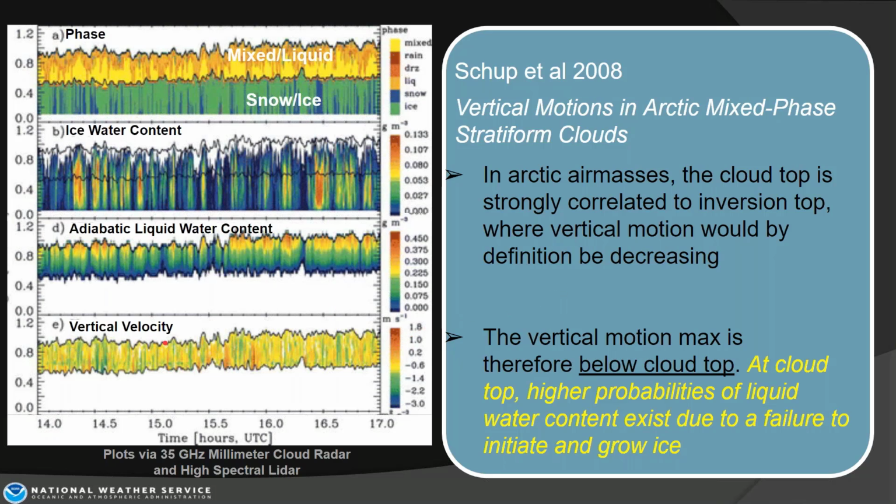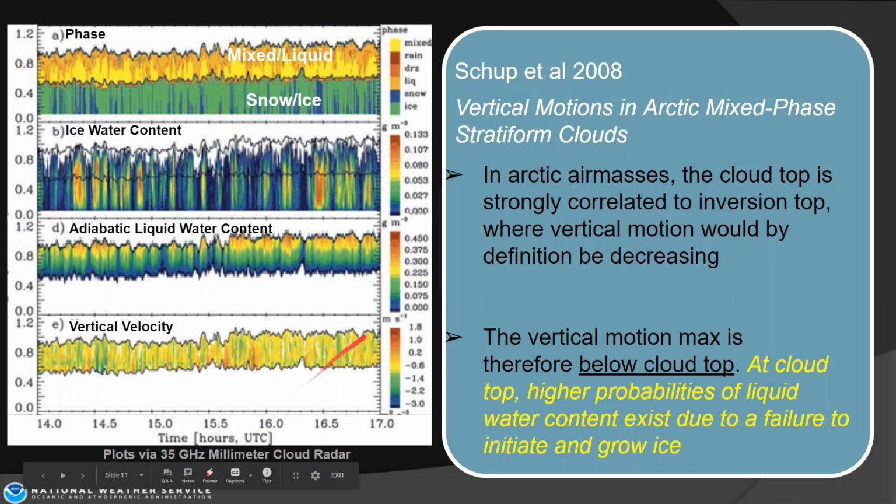On the left-hand side, that's what you're seeing there. It's basically a vertically oriented cloud radar, and then a LiDAR also at the same spot, giving us an idea of what's in the cloud. And so what they found was that in Arctic air masses, as many of you know, the cloud top is strongly associated with the inversion top, and in that area your vertical motion is typically decreasing on the cloud top itself. And so therefore the vertical motion max is really found below the cloud top. And at cloud top, there's higher probabilities of water content.